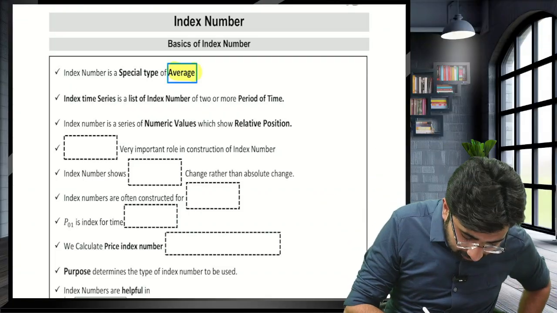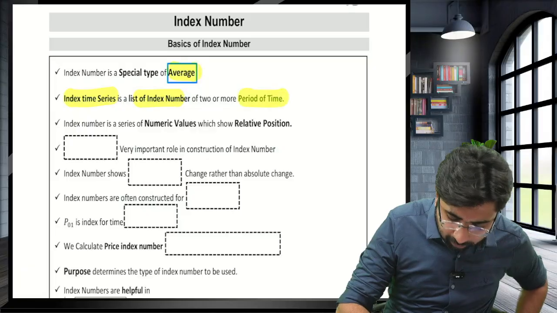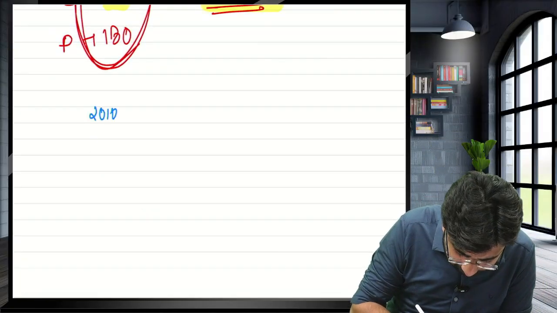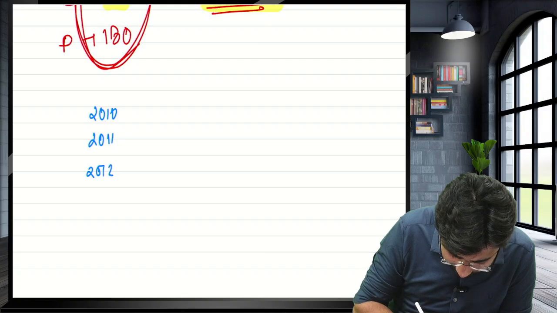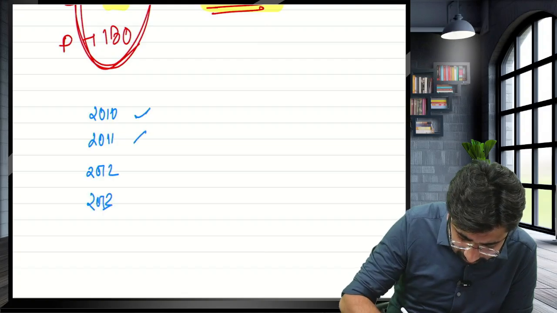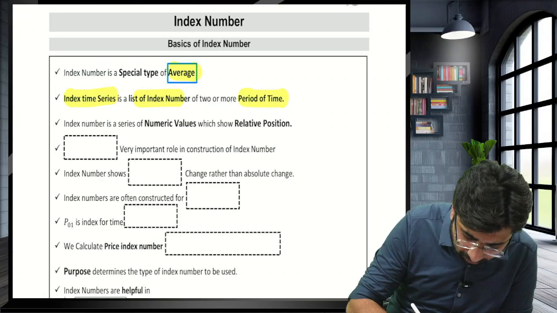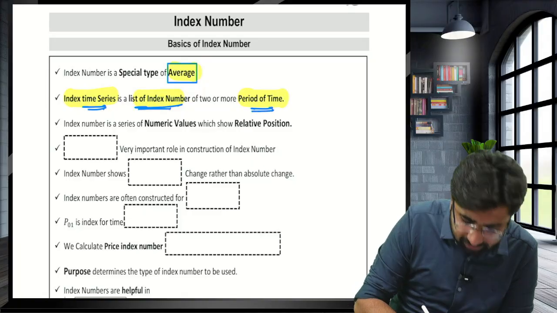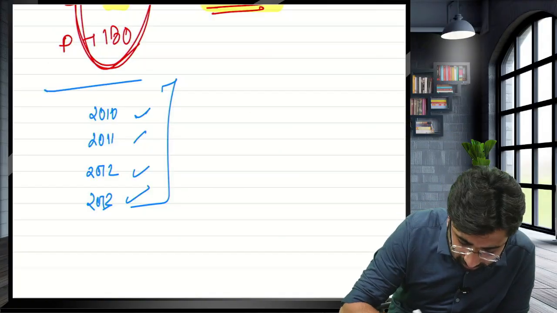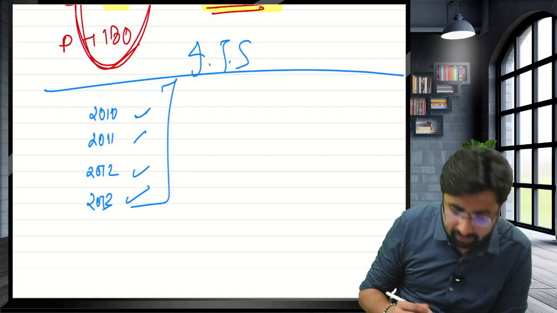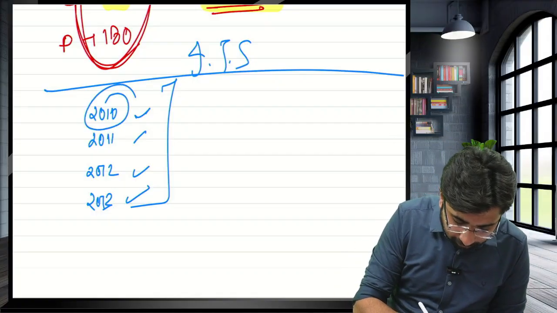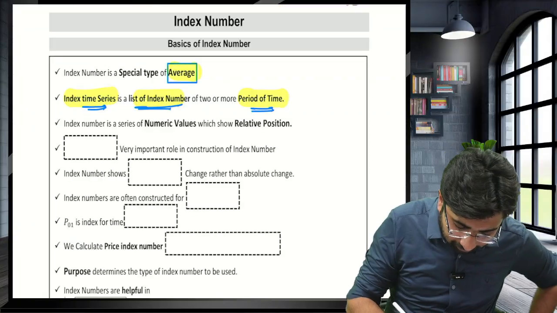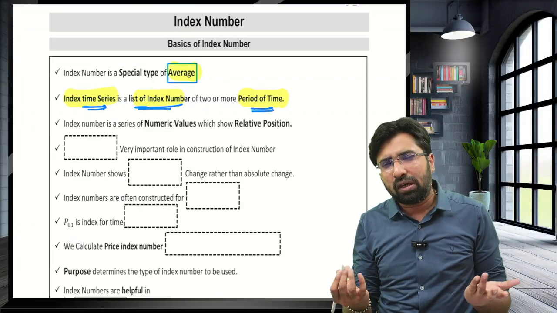Now, guys, an index time series is a list of index numbers for different periods. Yes, guys, if you have 2010, 2011, 2012, 2013, you are having the index numbers. A list of index numbers of different periods is known as an index time series, guys. This table is known as an index time series, where we have different index numbers for different time periods. Not a relevant theory, guys.